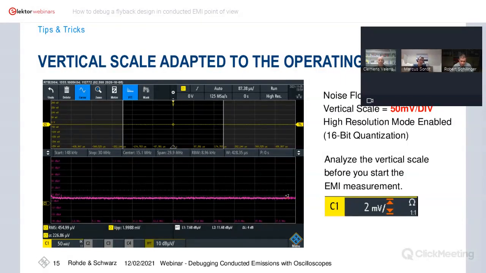However, the message is you have to analyze your vertical scale before you do your conducted emission setup. Otherwise, if you have some clipping, overdriving the A to D converter input, this red arrow indicates that you won't get reliable measurements. You also have to use the full scale of your vertical range as much as possible. This is always needed to have proper measurements.